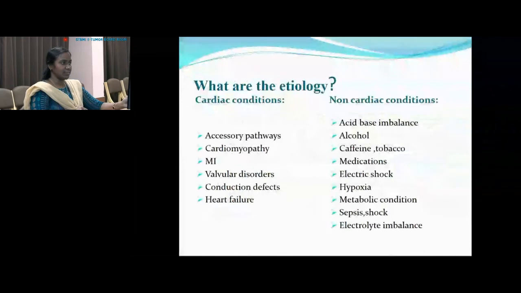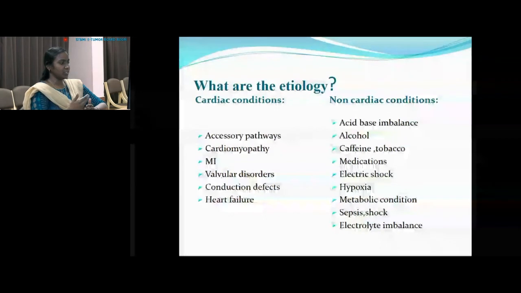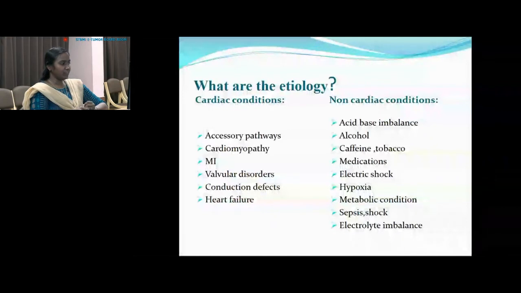There are two etiological factors we could say: one is cardiac conditions and another is non-cardiac conditions. Mostly all cardiac diseases become a reason for cardiac dysrhythmias. The first is any defect in the accessory pathways, the conductive system tracks we mentioned now. Cardiomyopathy, myocardial infarction or coronary heart disease can also be included here, along with valvular disorders, conduction defects and heart failure. These come under cardiac conditions which lead to cardiac dysrhythmias.